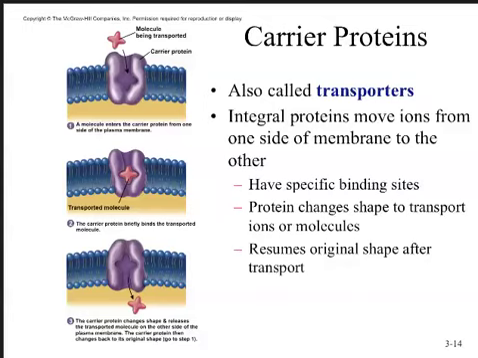They have specific binding sites for their particular substrate. The protein will then change shape to transport the ion or molecule from either the inside of the cell to the outside or vice versa, depending on how the pump, or how the channel protein, the carrier protein, is operating. And it'll resume its original shape after the transport. And again, these can be powered by ATP, or they can be passive proteins that work with the concentration gradient of the solute that we're considering.